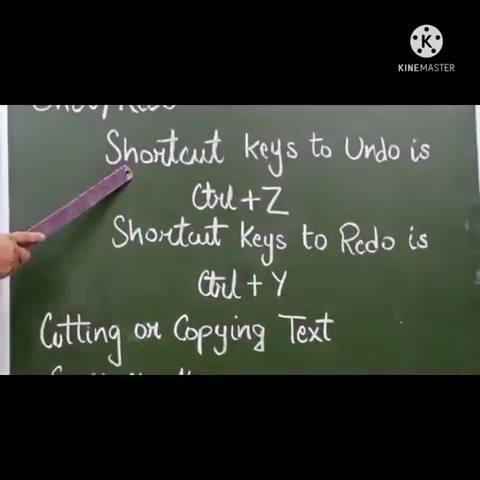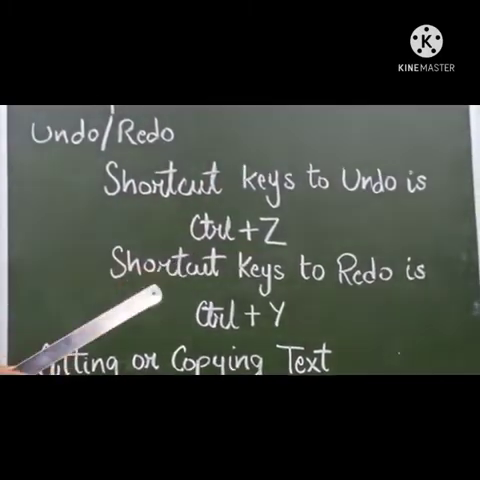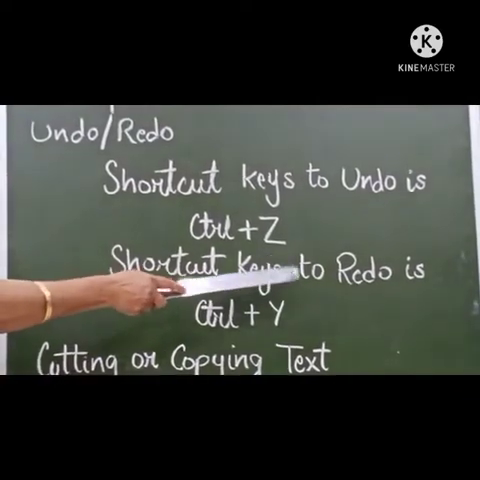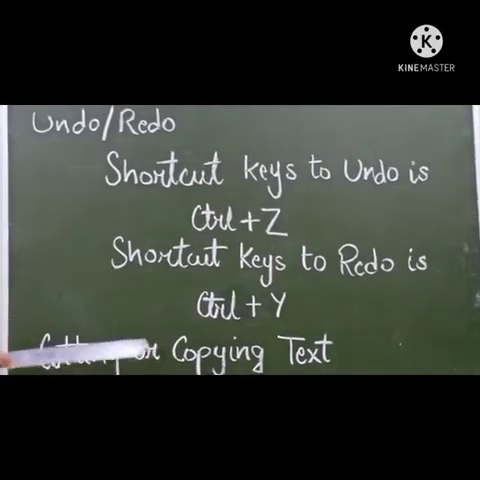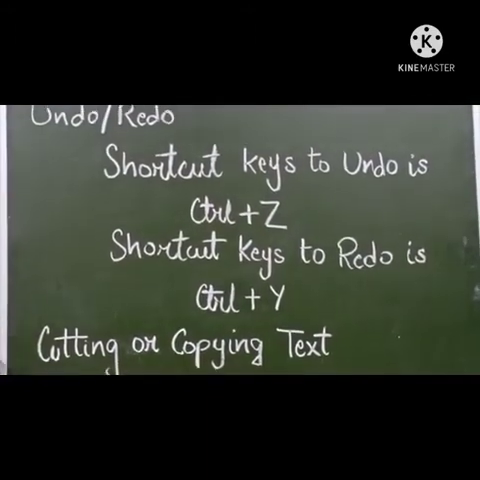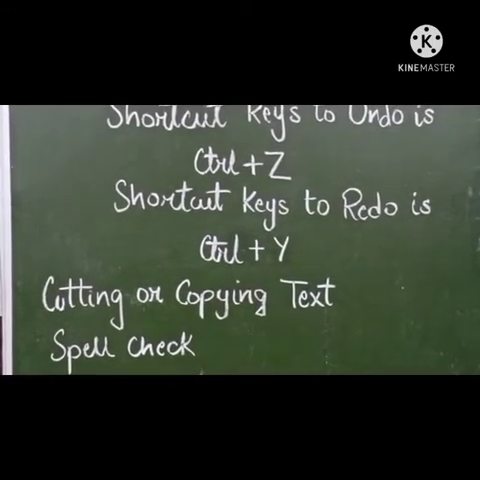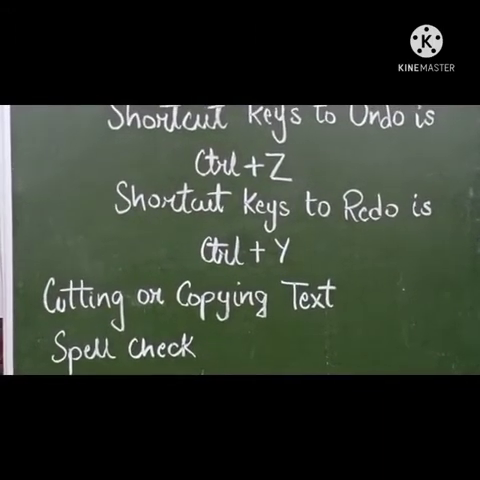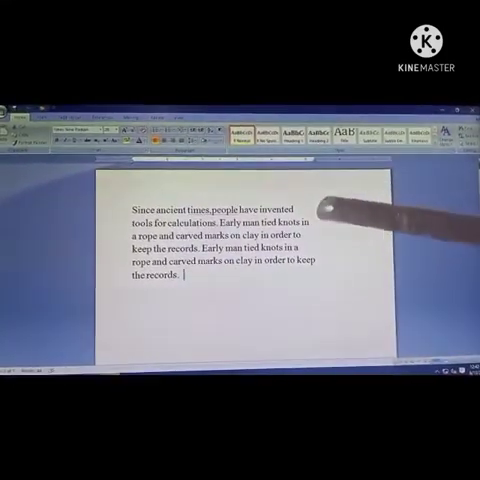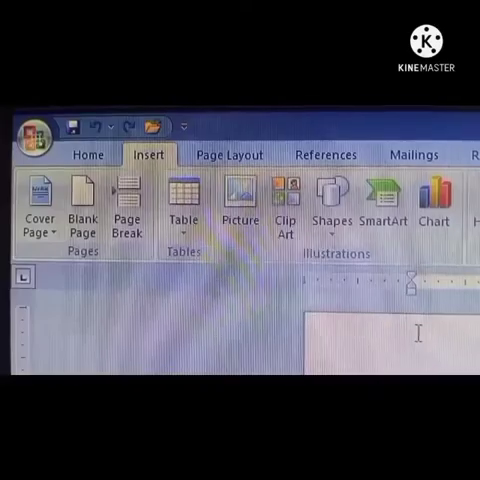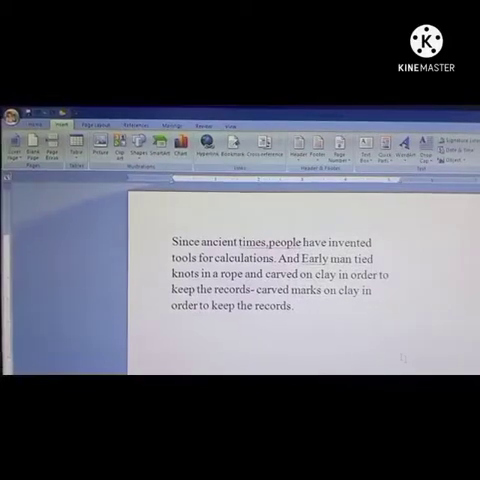Children, the shortcut key to undo is Control plus Z, and the shortcut key to redo is Control plus Y. So children, I will explain all these commands on the desktop with the help of practical. So children, let us start the practical. Look children, I have already typed the text here. Now children, I will explain the function of undo and redo command.